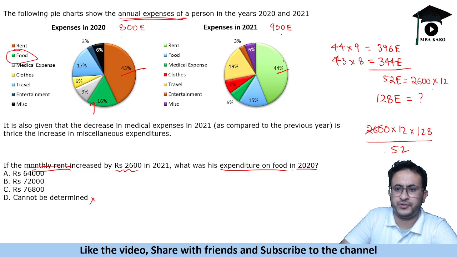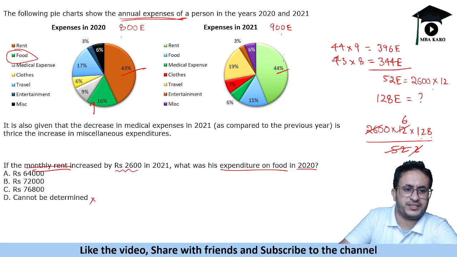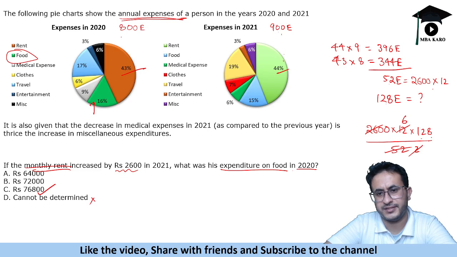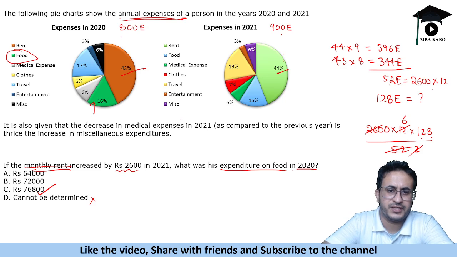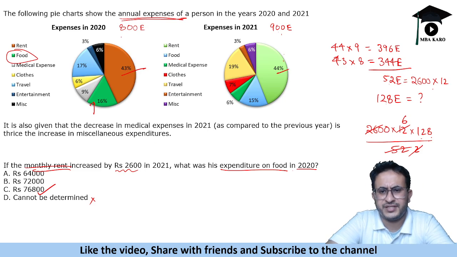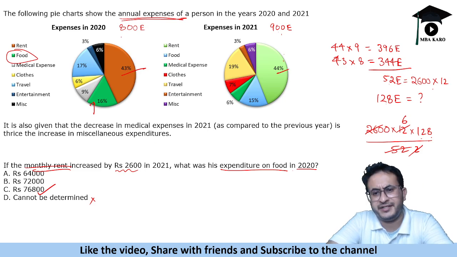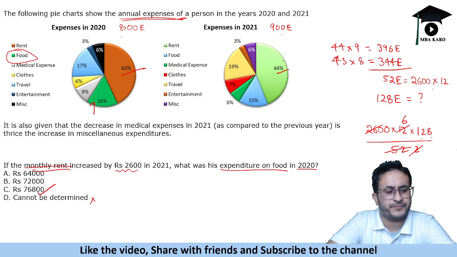Okay, so we have 2 times and 6. So 128 into 6 is 768 and 00. That will be the answer. Now this question we could determine because we knew the ratio and a value was given to us. So this is how we attempt pie charts, and in case you get such kind of a question, that is going to be a cakewalk for you if you know the right way of solving pie charts.